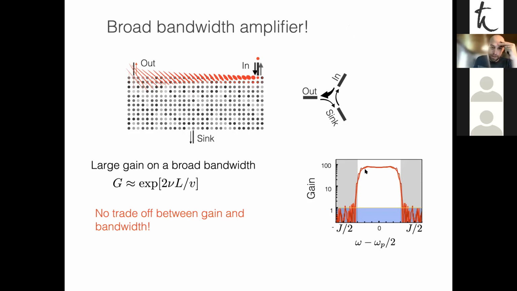So this is the comparison of the two situations. And here I don't have any trade-off between gain and bandwidth. The bandwidth is just set by the region where my edge state is linear, and the gain is just set by the length of the amplifier. So I can make the amplifier as long as I want, and I will always increase the gain.